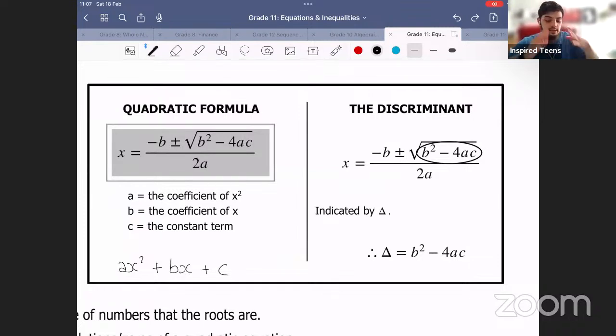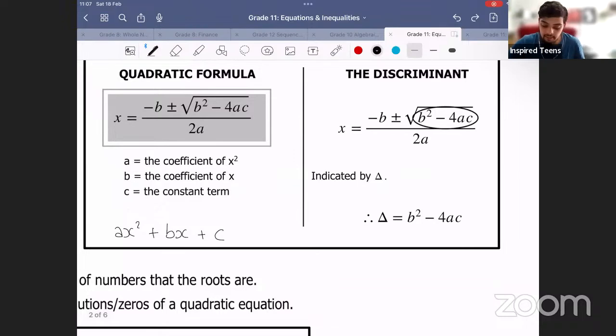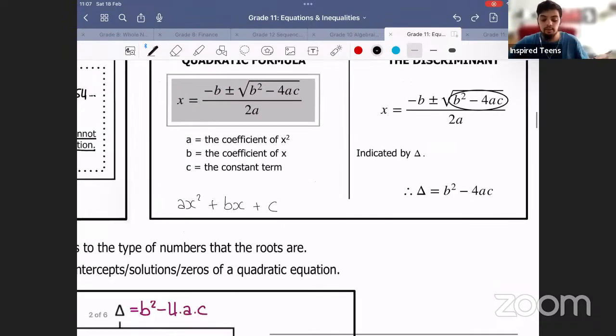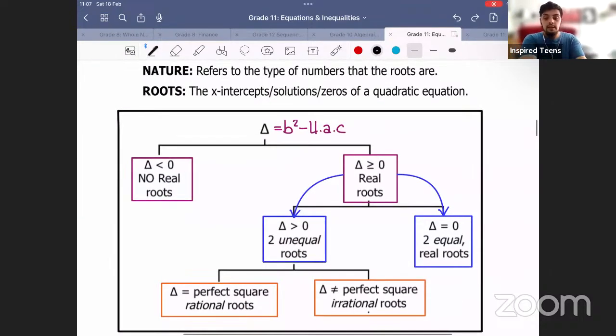Basically we discussed the quadratic formula. We discussed a, b, c: the coefficient of x squared, x, and the constant term c, respectively. And then we discussed the discriminant. You didn't miss much. The discriminant is represented by delta, or this triangle, and it is b squared minus 4ac.